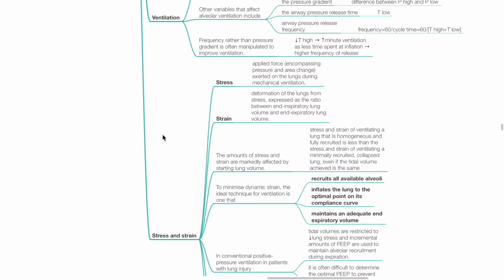Stress and strain. Stress is the applied force encompassing pressure and area change exerted on the lungs during mechanical ventilation. Strain is deformation of the lungs from stress, expressed as the ratio between end-inspiratory lung volume and end-expiratory lung volume. The amounts of stress and strain are markedly affected by starting lung volume. Stress and strain of ventilating a lung that is homogeneous and fully recruited is less than the stress and strain of ventilating a minimally recruited, collapsed lung, even if the tidal volume achieved is the same.